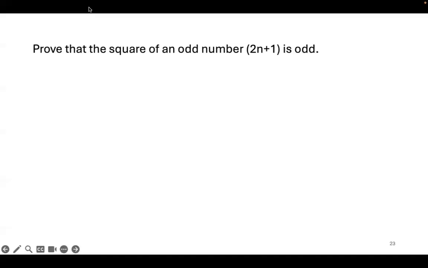For the second one, proving this is squared. You know, the square of an odd number is odd. Yeah, that's the correct approach.